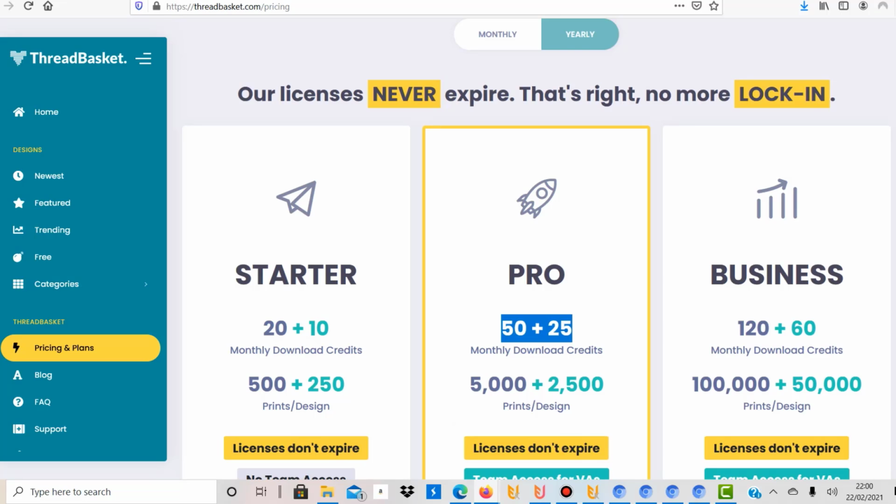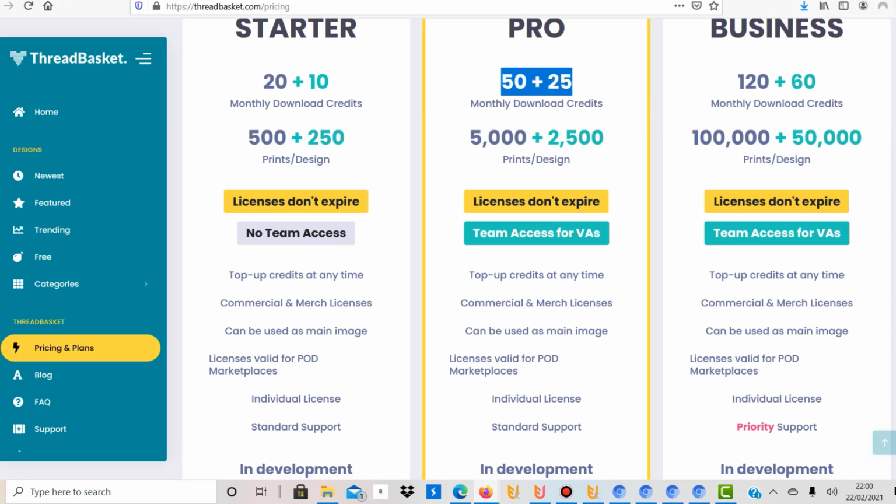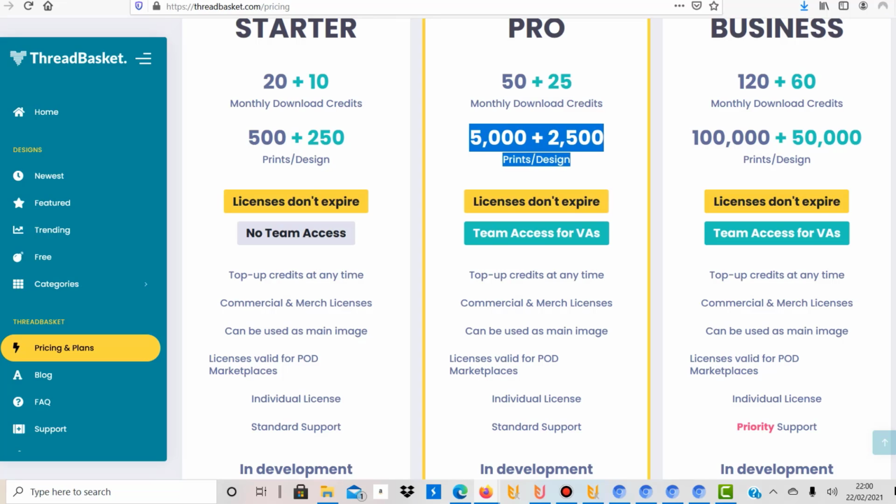The standard is quite high, and you might not need that many, but still, especially with one of their designs, you can create different designs yourself. You can change the text and everything and do different backgrounds and so on. But still, I'm not really worried about this maximum number of prints per design.